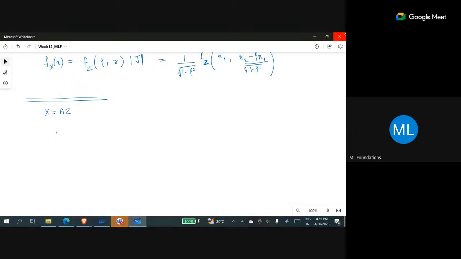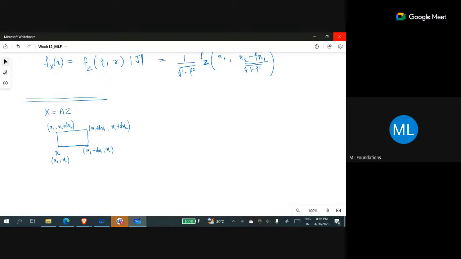Okay, so let's say you have some rectangle here, and this rectangle is x, which is nothing but x1 comma x2. We are talking about a very small area. So the corners should be x1 plus dx1 comma x2, then going up, x1 plus dx1 comma x2 plus dx2, and x1 comma x2 plus dx2.